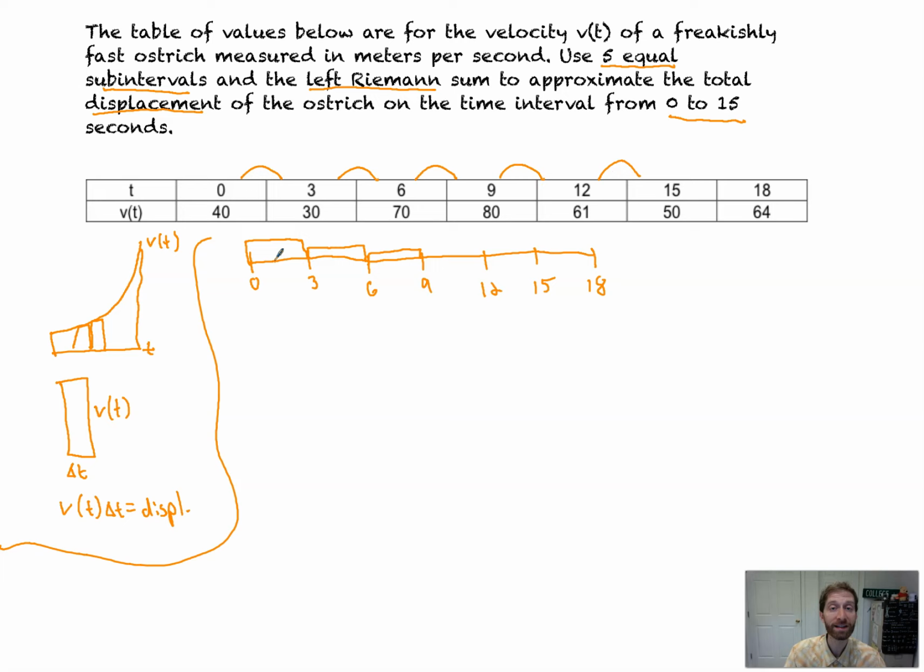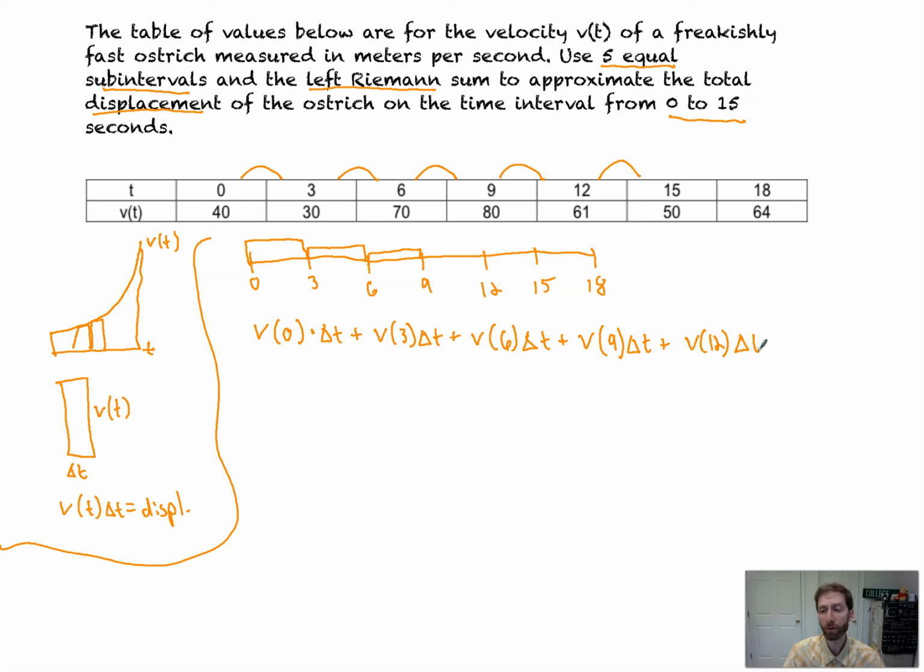And I need the heights. But in this case, I need the heights at the left endpoint. Okay, well, in this case, that would be v of 0. That would be the left endpoint on the first interval times delta t. Plus, then I would need 3 to 6. That interval, the left endpoint, v of 3 times delta t. Then I need this left endpoint, plus v of 6 times delta t, plus v of 9 times delta t, plus v of 12 times delta t.